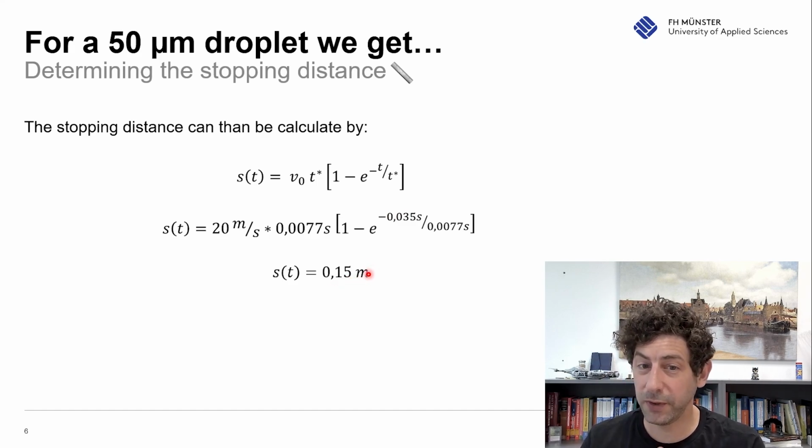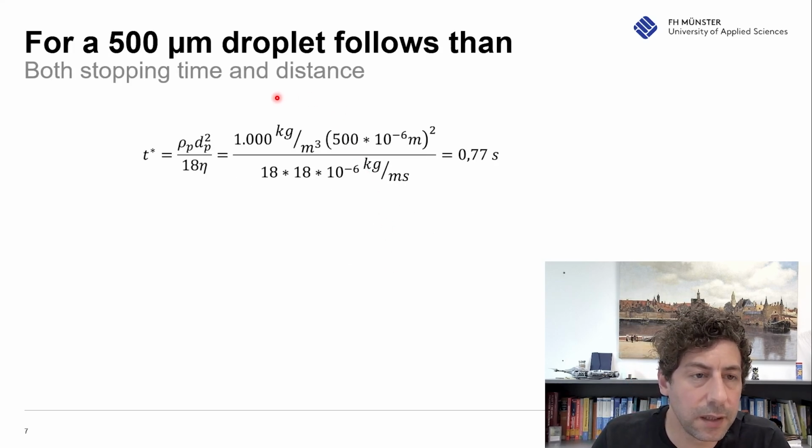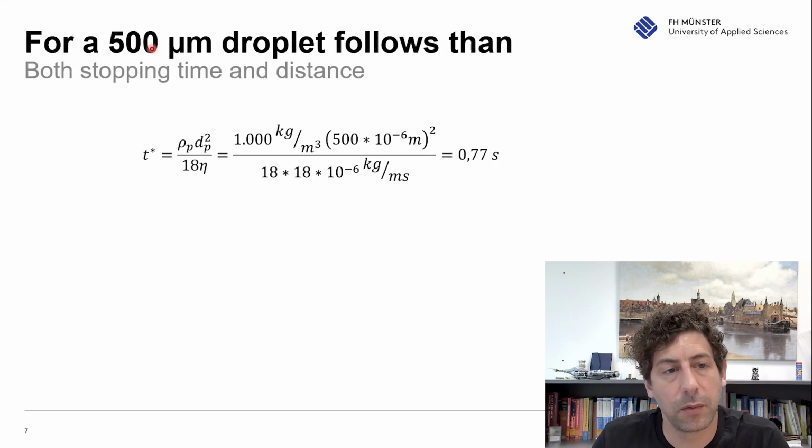So this is, for the very short time, a decent distance, right? It's 150 millimeters, but the droplet is also very fast. So even if the time is very short, it still travels a certain distance. So now let's take a look at a larger droplet. If we increase the size by a power of 10, so we take now a 500 micrometer water droplet.